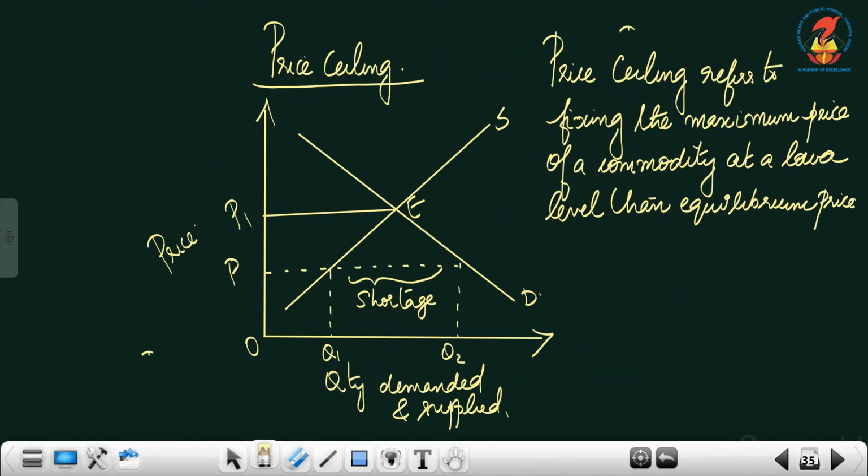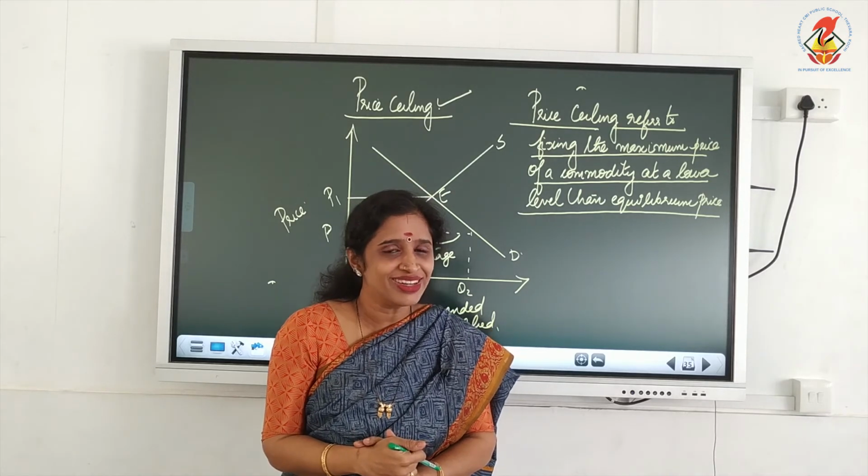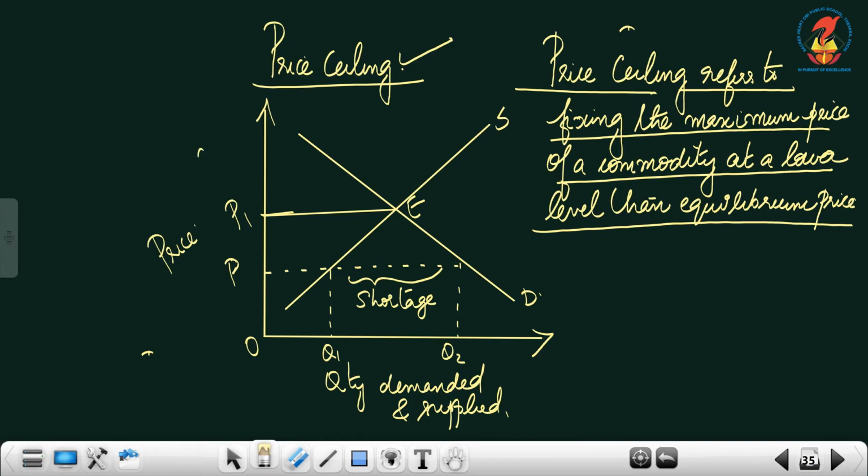Now, let us see what this price ceiling and price floor are. First is price ceiling. What is price ceiling? Price ceiling refers to fixing the maximum price of a commodity at a lower level than the equilibrium price. Now, you know what is meant by an equilibrium price, isn't it? Equilibrium price is a price which is determined by the forces of demand and supply. So, in this diagram, equilibrium price is OP1. OP1 is the equilibrium price which is fixed by the forces of demand and supply. See, demand and supply intersect at point E. There the price is determined as OP1.